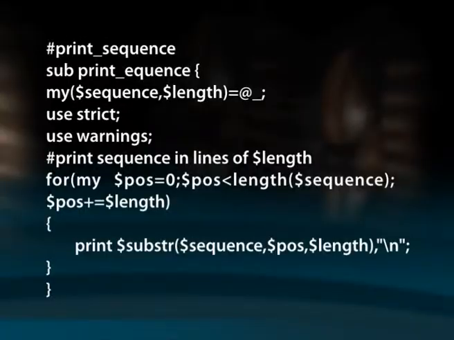The subroutine print_sequence can be given as follows. First of all, the arguments are initialized to the variables $sequence and $length. Then use strict, use warnings. Now we want to print the sequence in lines of $length. A for loop is used: for my $pos initialized to 0, $pos less than length of $sequence, and $pos plus equals $length. Print substring of $sequence, $pos, $length, then a newline.